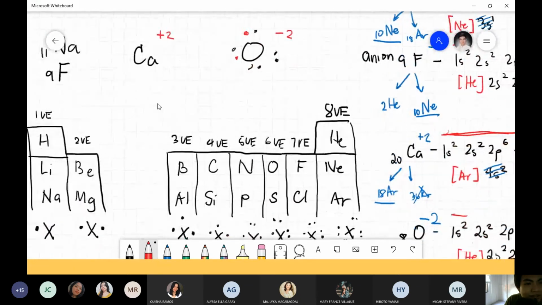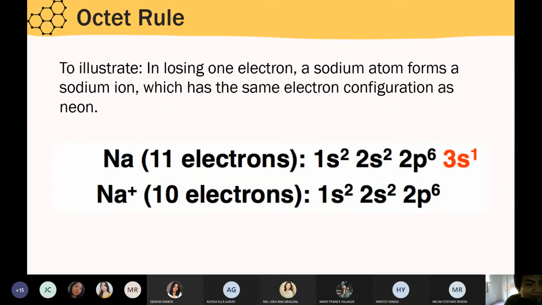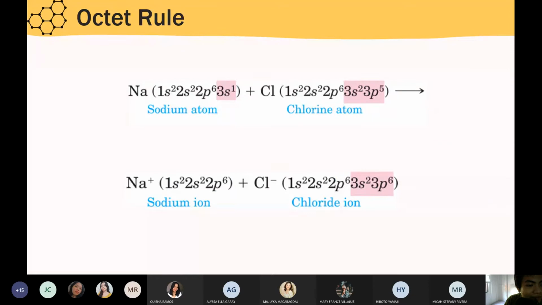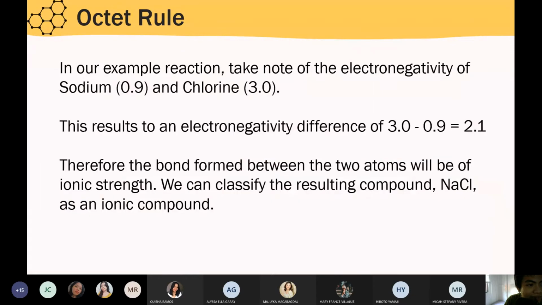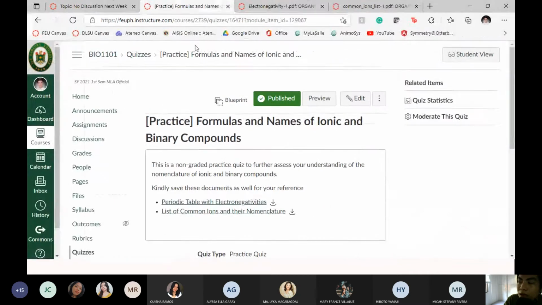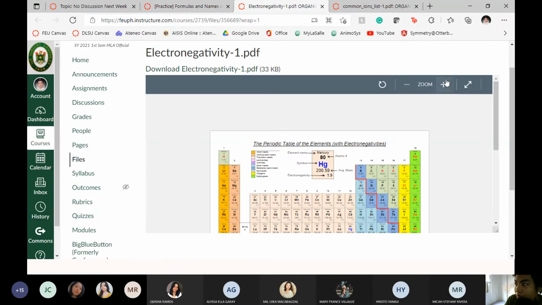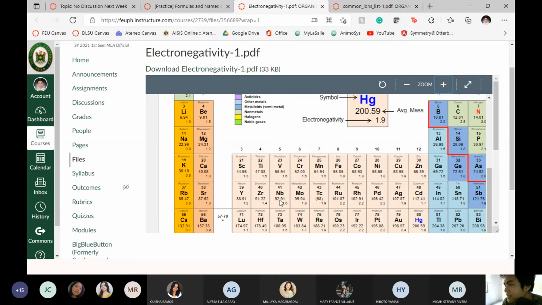Another thing, this will be discussed in your laboratory. This is the one I was mentioning earlier. Another thing is to take a look into your electronegativity. In this practice quiz, I posted 2 PDF files. You may want to download them and print them. One of which is the electronegativity. So let's take a look into electronegativity.